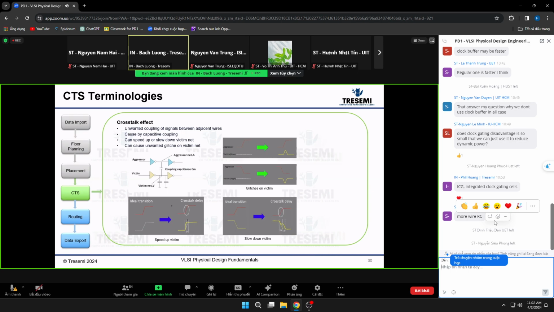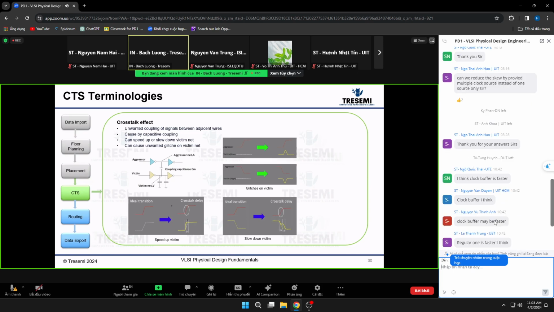A lot of times in the advanced geometry nodes, for example, in 3 nanometer, they have like 20x to 32x drivers, 1 to 32. We normally don't use anything above 20 because those tend to be prone to crosstalk. So it can happen between all types of signals, not just the clock nets.